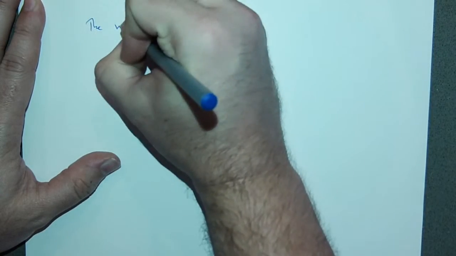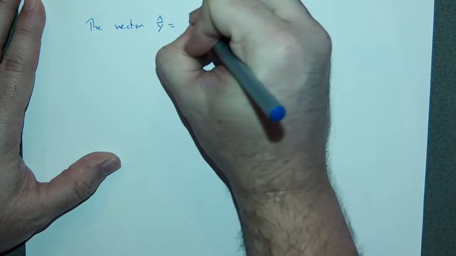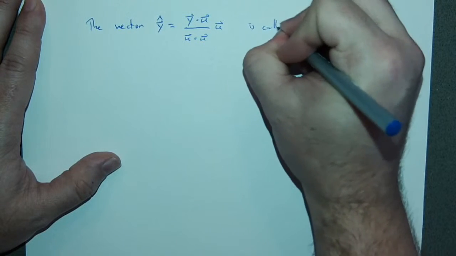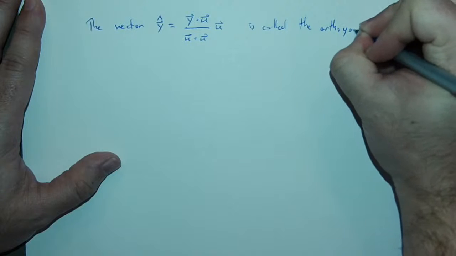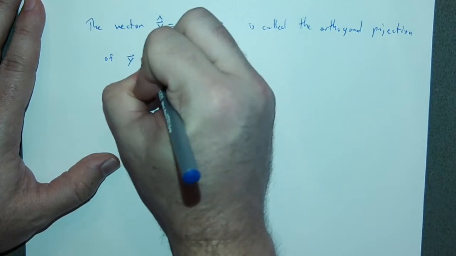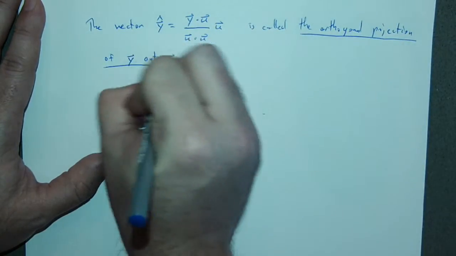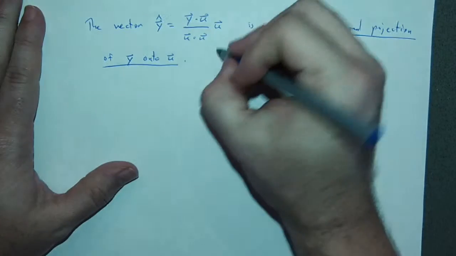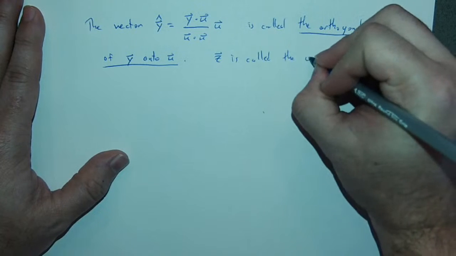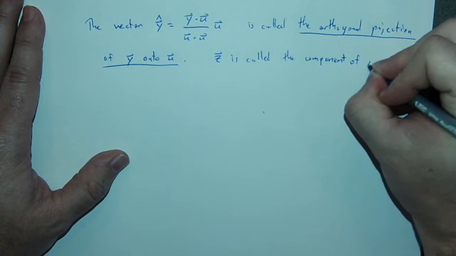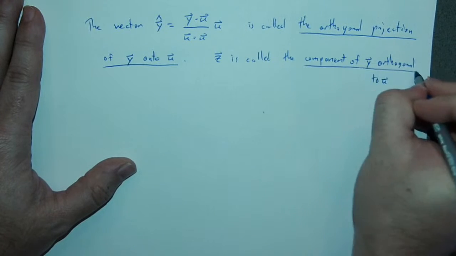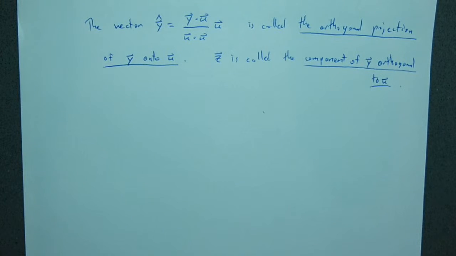So this vector y hat, I'm going to just go ahead and rewrite this here. So this vector is called the orthogonal projection of y onto u. So this is exactly the same terminology as Calc 3 here. Okay, z is called the component of y orthogonal to u, or the orthogonal component, the normal component. So this is the component of y orthogonal to u. Okay, and that can just be found by subtracting this y hat from y.